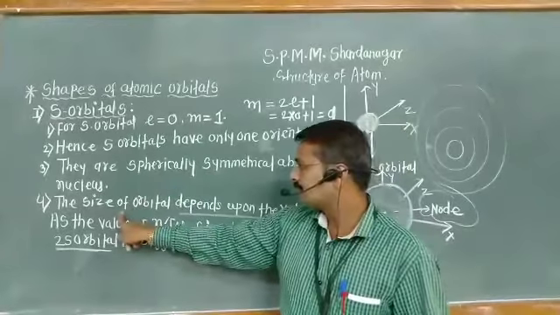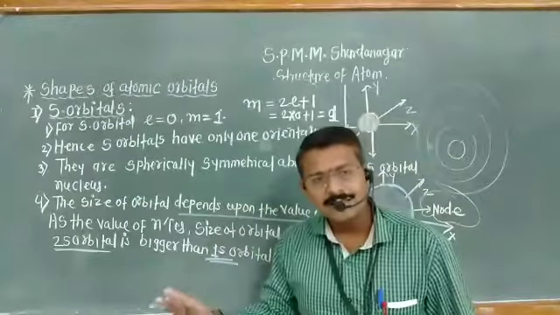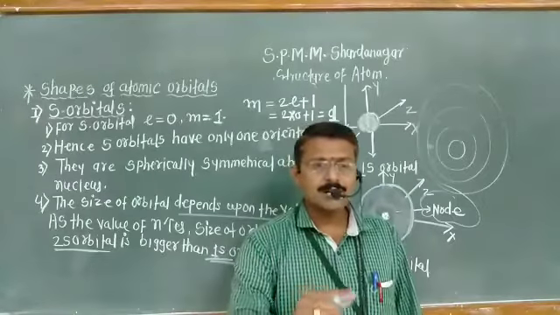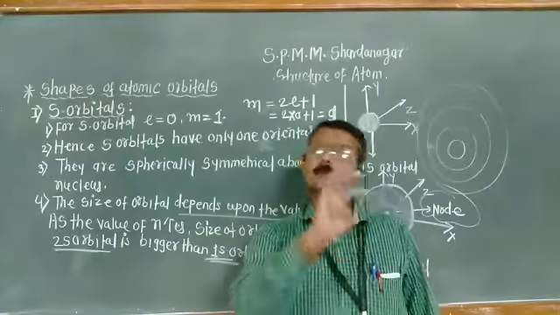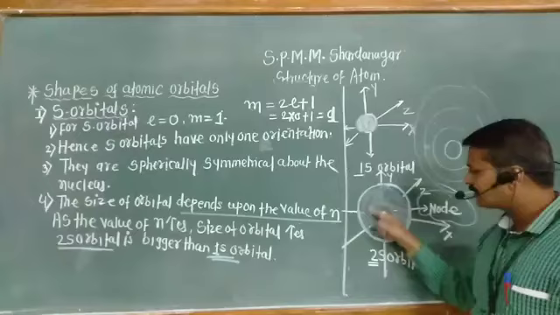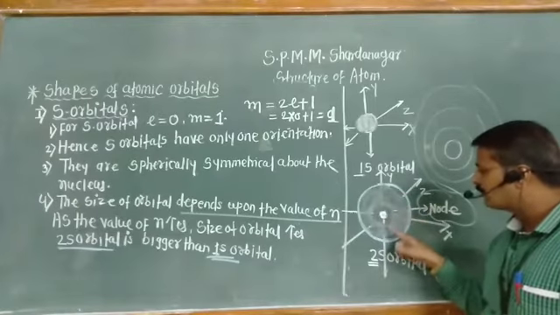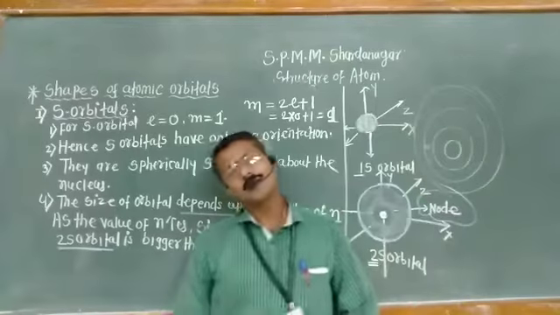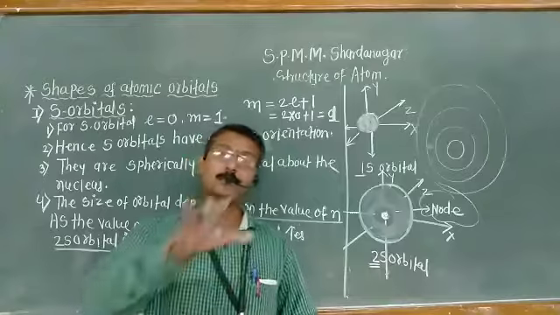The size of the orbital depends upon the value of n. As the value of n increases, the size of the orbital increases. Hence the 2s orbital is bigger than the 1s orbital, and the space in between the 1s and 2s orbital, in which the probability of finding the electron is 0, is collectively called a node. Then we proceed to the next orbital, that is the p orbital.